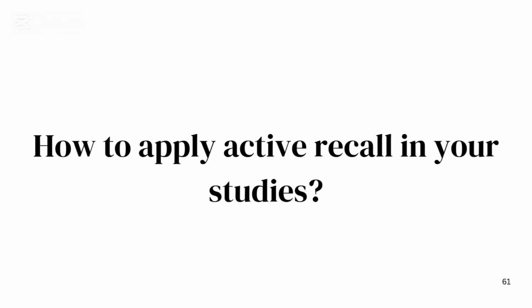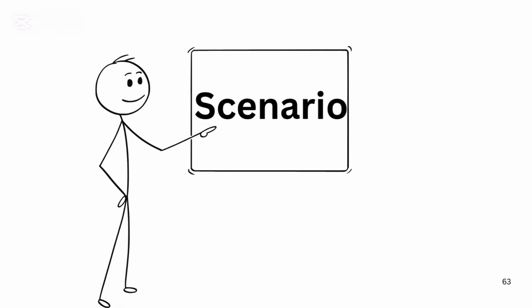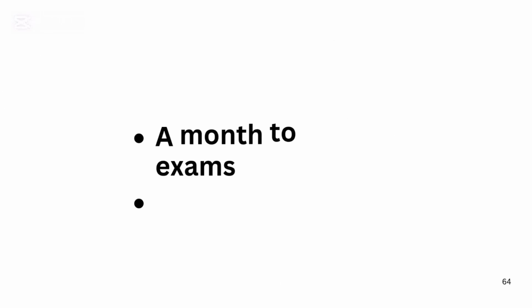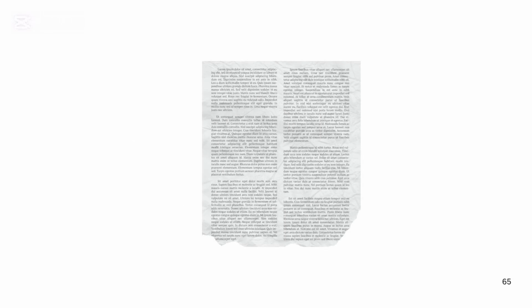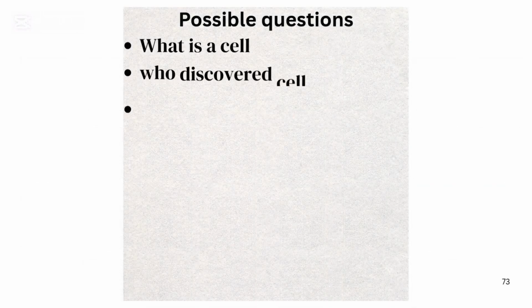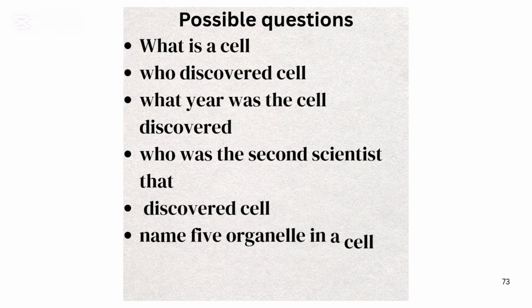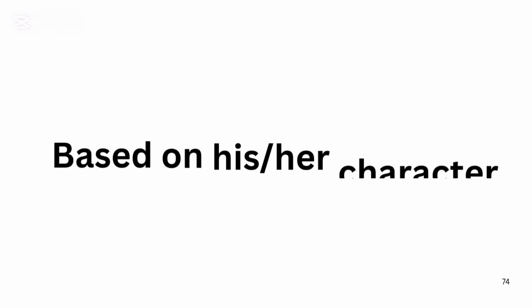So, how do you use this active recall? Let's give a scenario that you have 1 month to exams and you have to cover 30 pages to read. Firstly, you study the 30 pages for the first time, just normal, casual, you just go through it. Then secondly, you restudy the 30 pages, but this time you will write down possible questions from the 30 pages. And the way you write it down is based on the temperament of your teacher or lecturer.